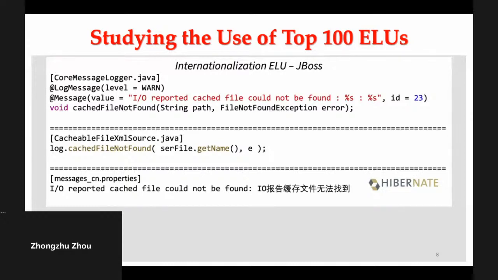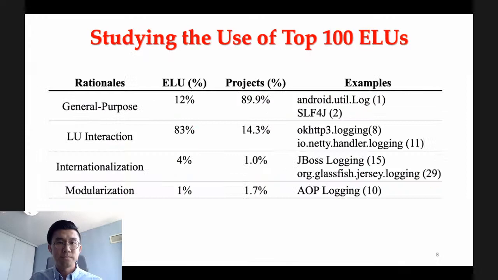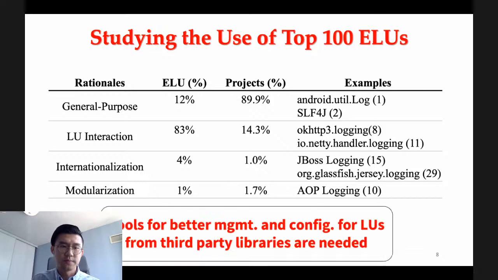What's more interesting is, if you want to provide the log messages to people who use multiple human languages, you just need to write separate property files to define the translation. Here, the English log messages were translated into Chinese. In summary, LU interaction accounts for 83% of the external LUs, which is the vast majority. So tools for better management and configuration of LUs for third-party libraries are definitely needed.